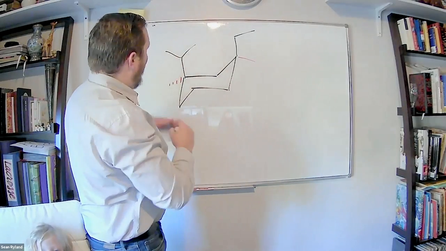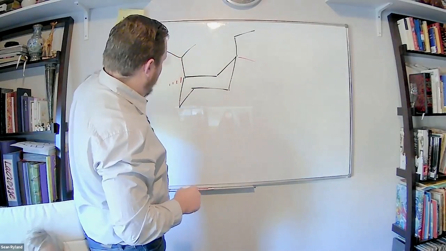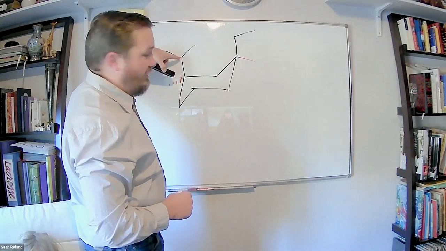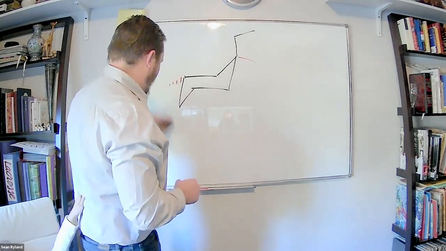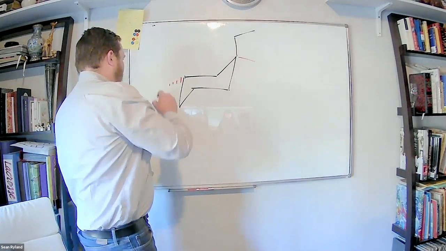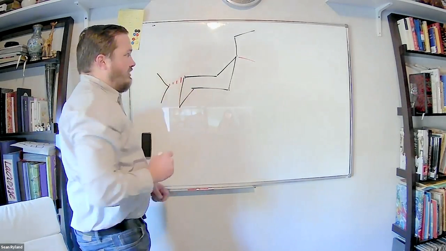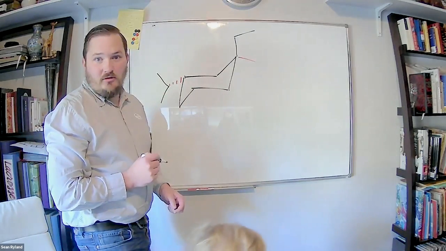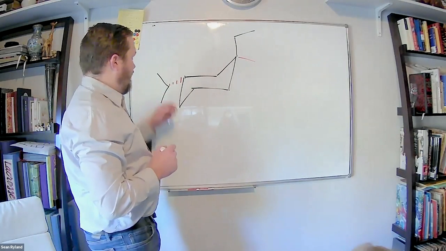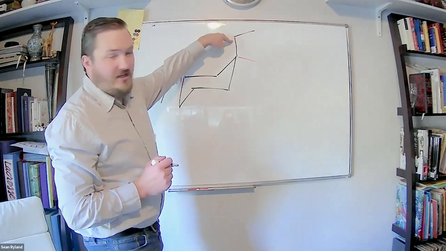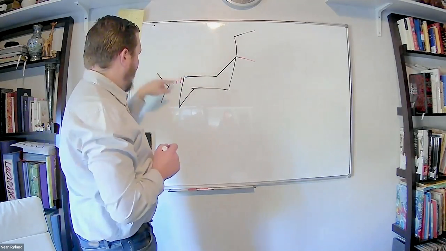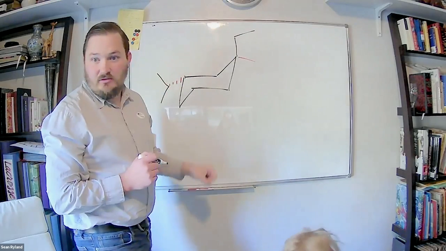So the one that's going to make it trans would not be like this. That would be the hydrogen. That would be the trans conformer. And so then the trick is when you do your chair flip, realizing that this is going to go from axial to equatorial. This one goes from equatorial to axial.